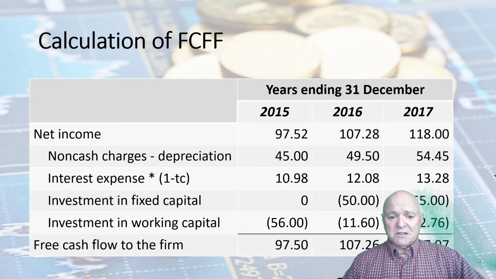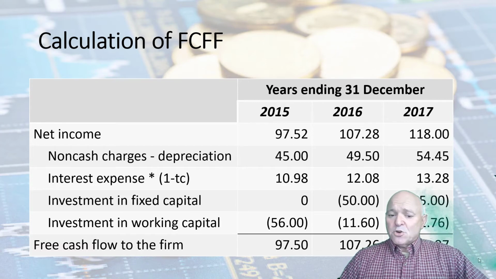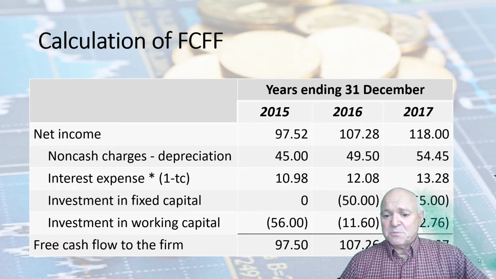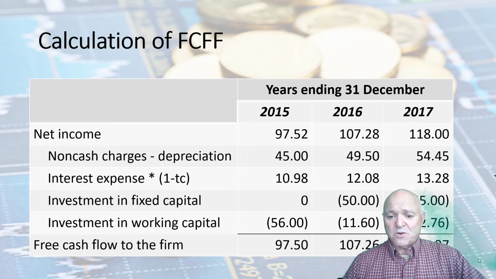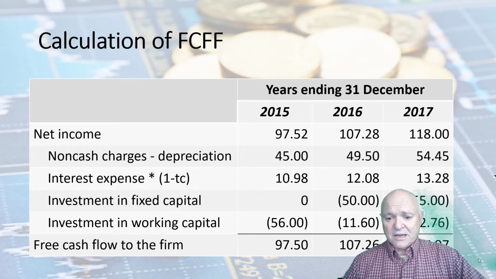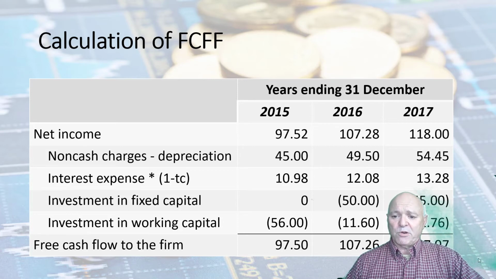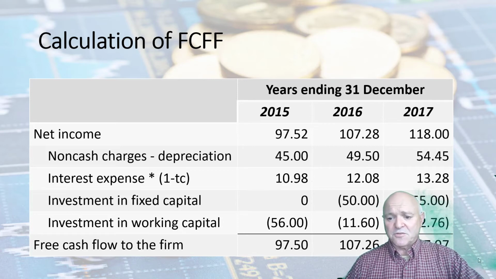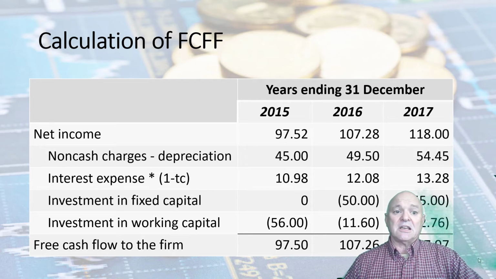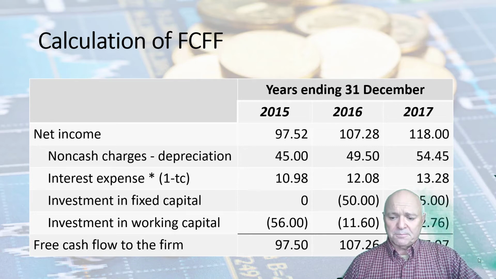There was no investment in fixed capital. There was an increase in working capital of $56 million, so we subtract the increase in working capital because it's a use of cash, and that gives us the free cash flow to the firm of 97.5. And we do that for the next few years, and we can see there's the values and the trend in the free cash flow to the firm.